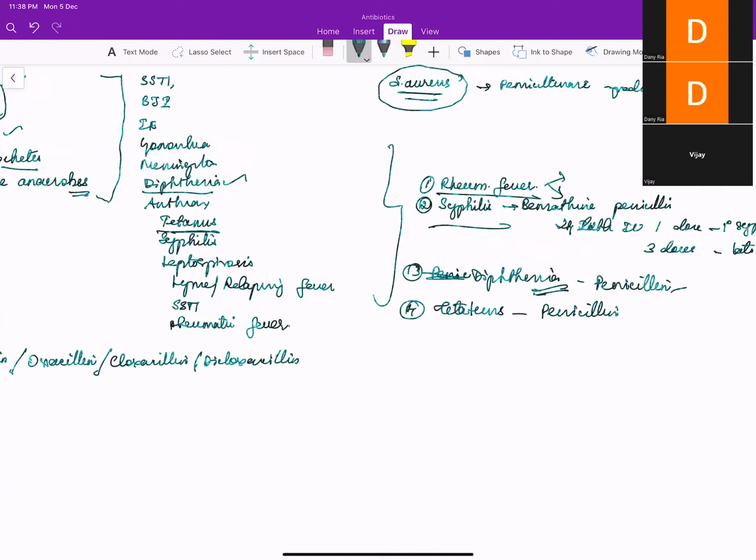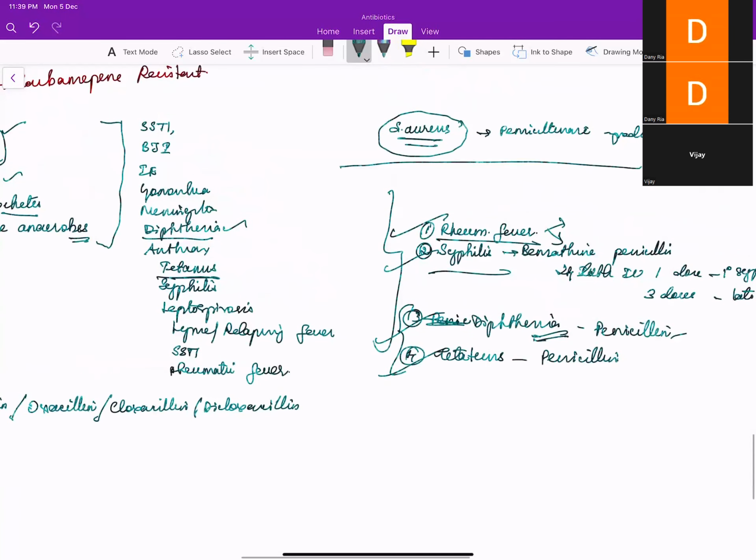So for all these infections we can give penicillin, but rheumatic fever and syphilis definitely. In recent days, diphtheria and tetanus also we have given. Just remember that. But the only problem is if you are suspecting Staph aureus, don't use penicillin as the first choice because of penicillinase producing organisms.